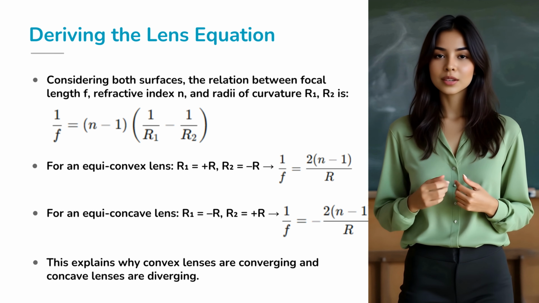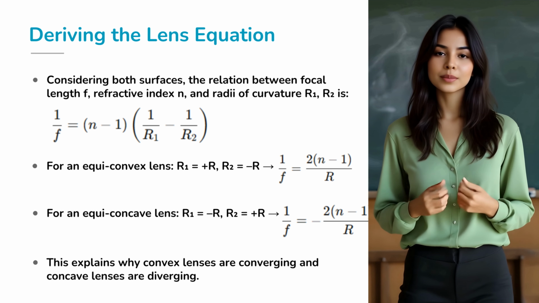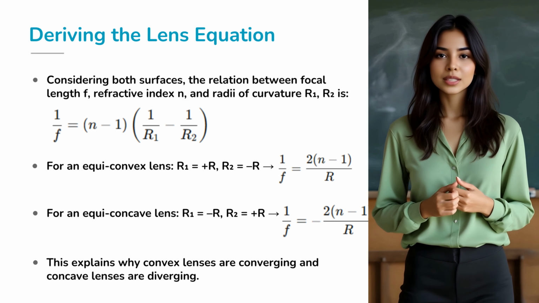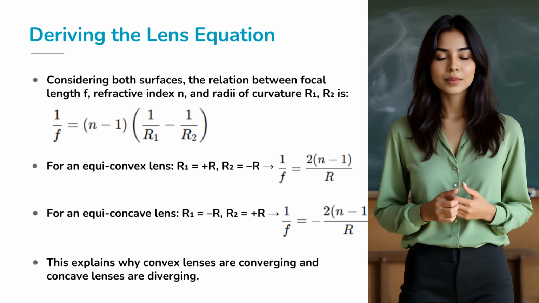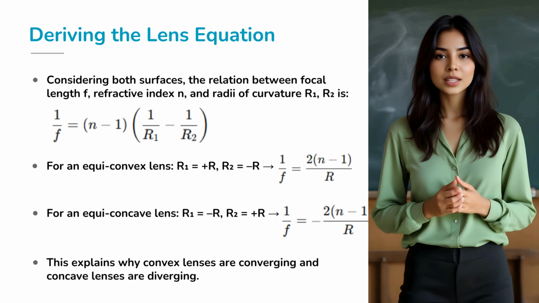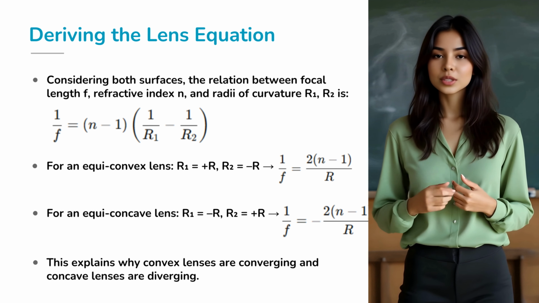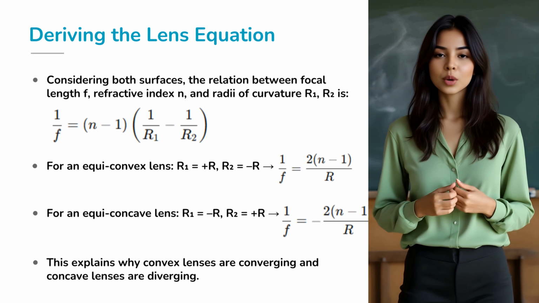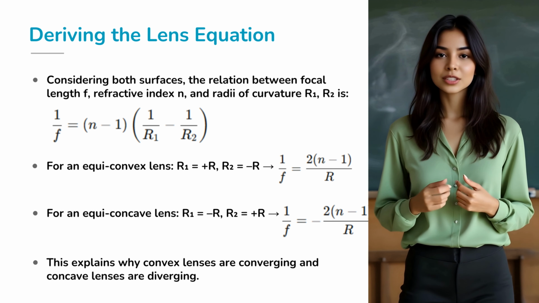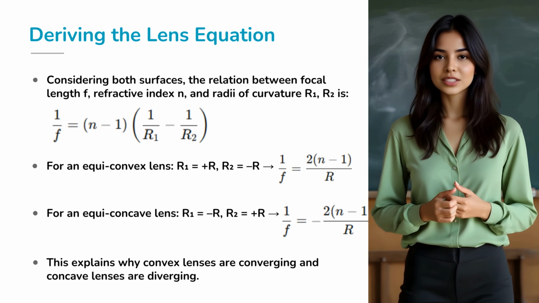For an equiconcave lens, R1 is negative R and R2 is positive R. This gives us 1 by f equals negative 2 times (n minus 1) by R. The negative sign here is the big hint. Concave lenses are diverging, pushing rays apart, just like students running in all directions when the teacher says, "Pop quiz." So, the bottom line is, convex lenses focus light, concave lenses spread it out, and the lens maker's equation shows us exactly why.